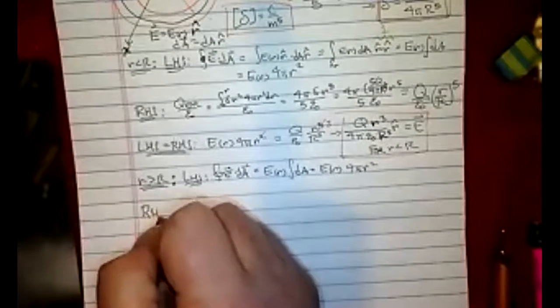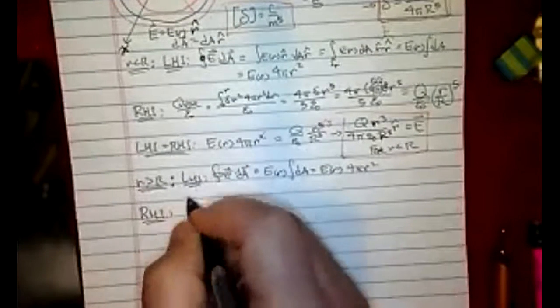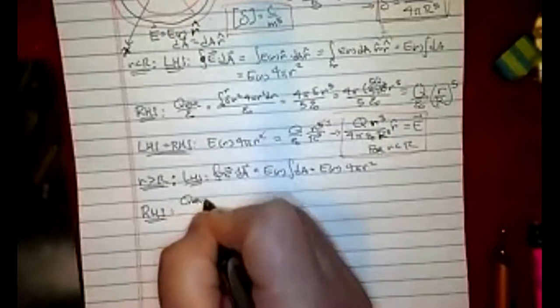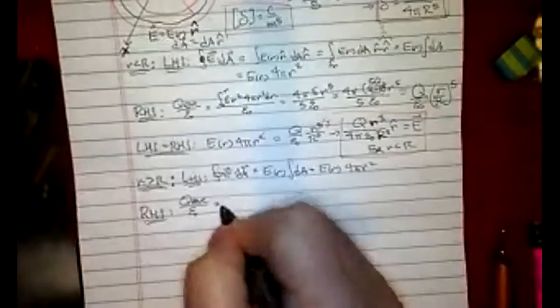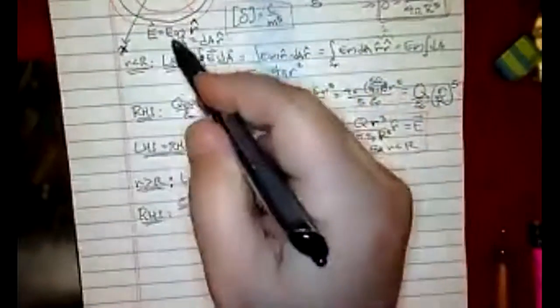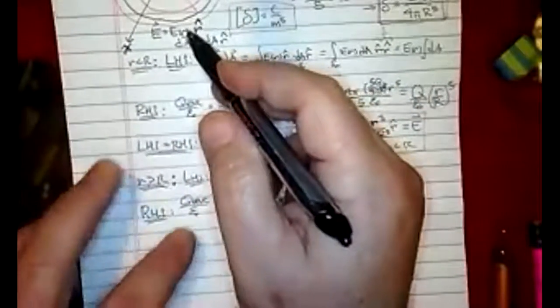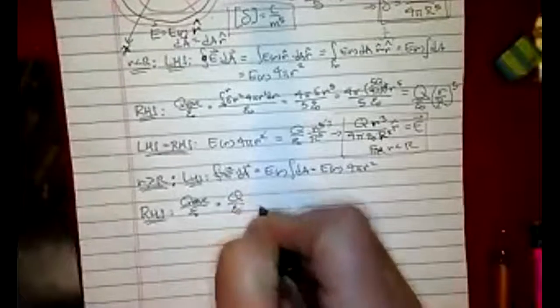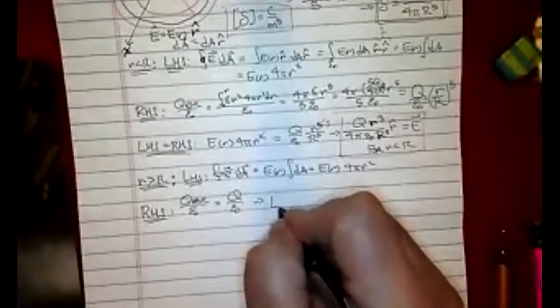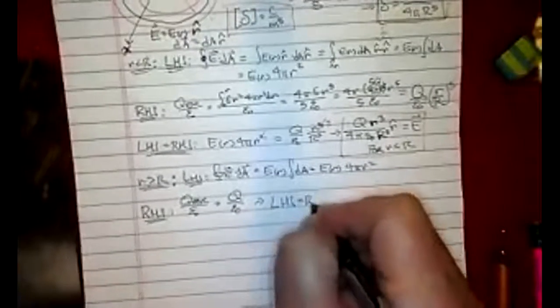The right-hand side of Gauss's law is Q enclosed over epsilon naught. That's Q enc that I'm writing there. It's Q enclosed over epsilon naught. When the Gaussian surface is the large sphere that encloses the total sphere of charge, then that's just the total charge Q over epsilon naught. So I can say left-hand side equals right-hand side.